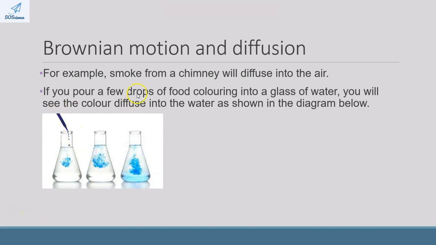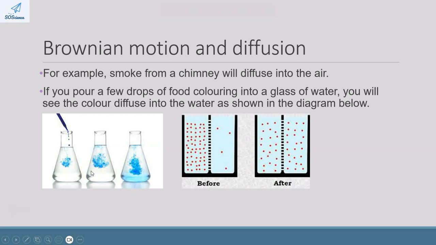If we pour a few drops of food coloring into a glass of water, then we will see diffusion of the food coloring into the surrounding medium, which is the water. Now, the diffusion process will move the particles from an area of high concentration over here to an area of low or even no concentration until evenly distributed. And once evenly distributed, the diffusion process would have ended.